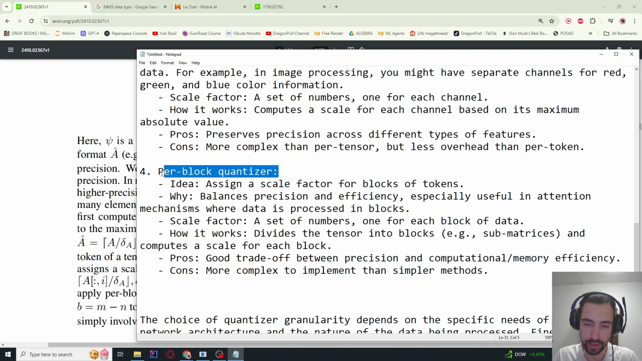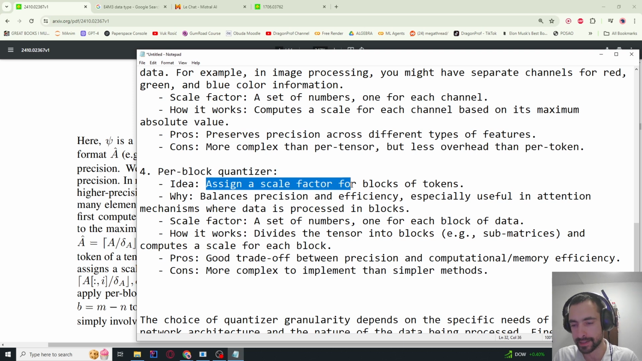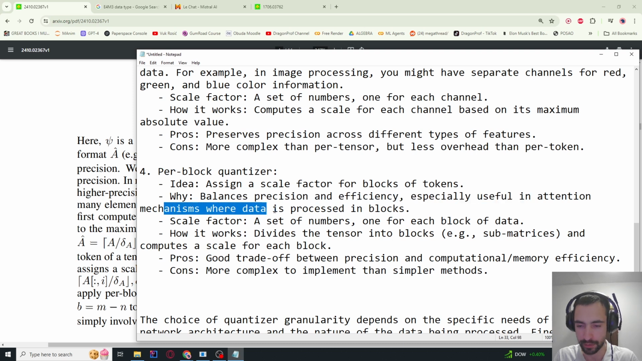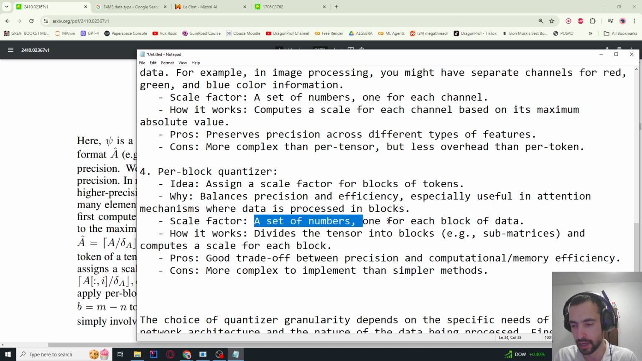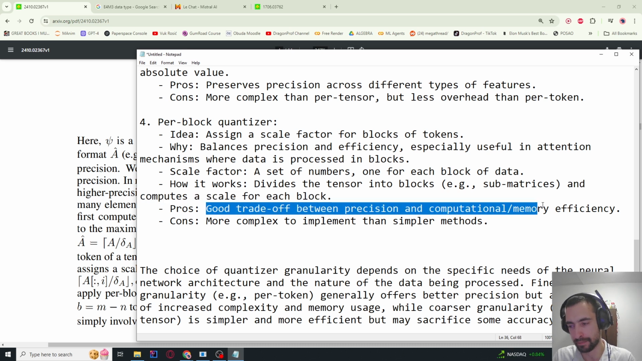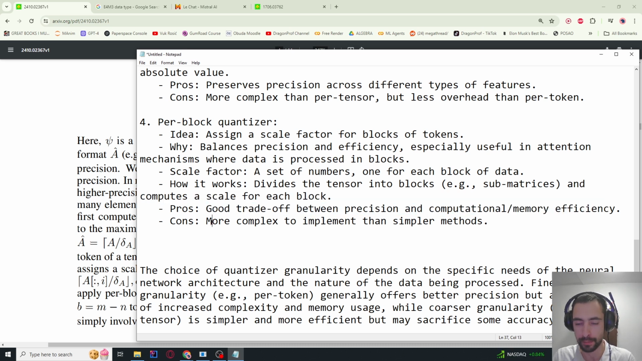Then we got per block quantizer. Assign a scale factor for blocks of tokens. It balances precision and efficiency, especially useful in attention mechanisms where data is processed in blocks. The scale factor is a set of numbers, one for each block of data. How it works: divide the tensor into blocks, for example submatrices, and compute a scale for each block. Pros: good trade-off between precision and computational and memory efficiency. Cons: more complex to implement than simpler methods.